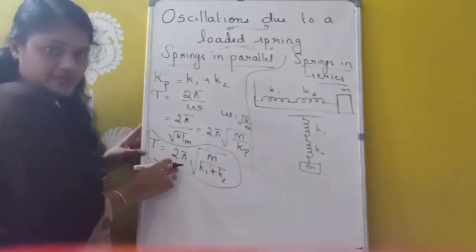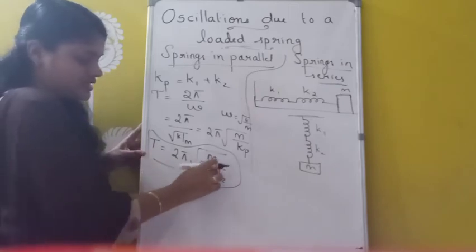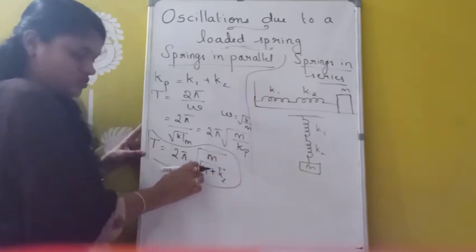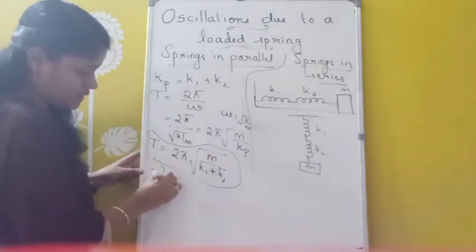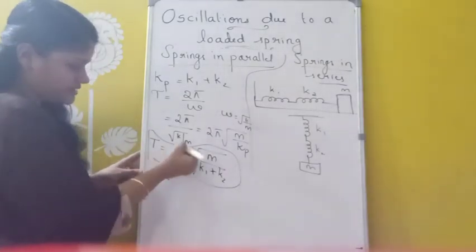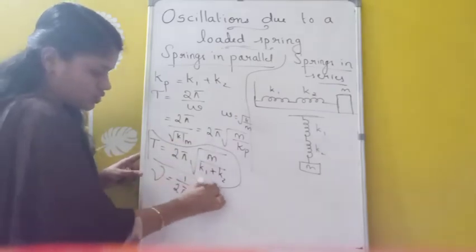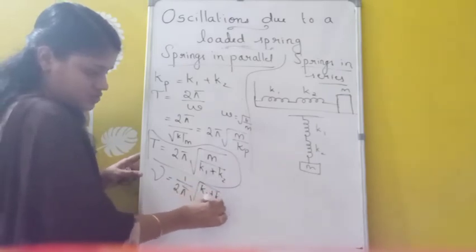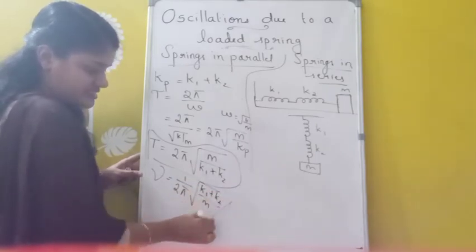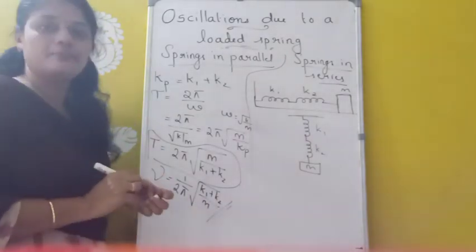Whenever two springs are connected in parallel, the net time period is given by 2 pi into root of M by K1 plus K2. Similarly, what is frequency nu? Nu equals 1 by time period. That means take the reciprocal. So 1 by 2 pi into root of K1 plus K2 divided by M. So this is the frequency of oscillation in the case of two springs connected in parallel.